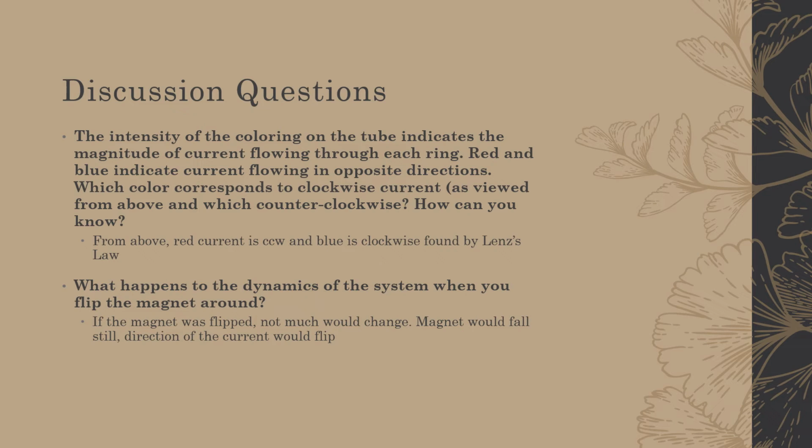Which color corresponds to the clockwise current as viewed from above, and which corresponds to the counterclockwise? How can you know? From above, the red current is counterclockwise and the blue is clockwise, found by Lenz's law. What happens to the dynamics of the system when you flip the magnet around? If the magnet was flipped, not much would change. The magnet would fall still, and the direction of the current would flip.